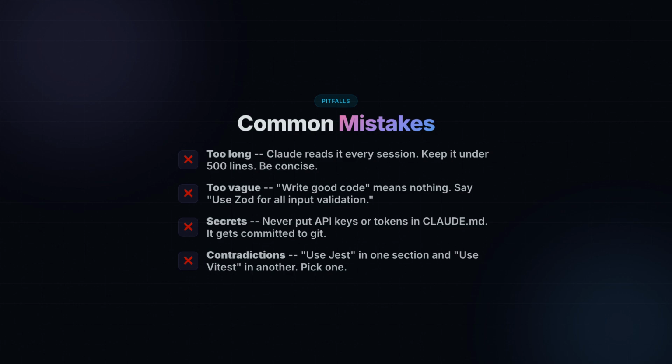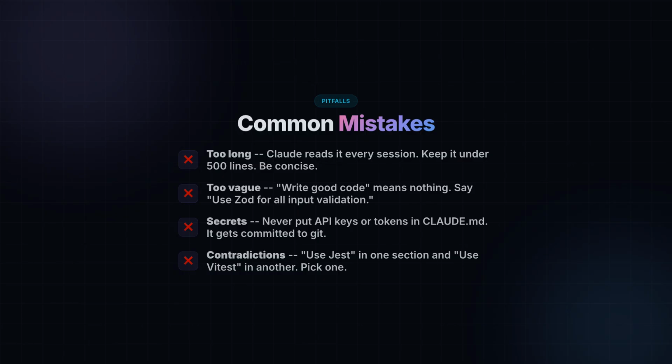I have seen a lot of CLAUDE.md files at this point, and these are the 5 mistakes that come up again and again. Mistake 1. Writing a novel. Claude reads the entire file every session. If it is 1,000 lines of rambling prose, you are wasting context window and confusing the model. Keep it under 500 lines. Be concise. Use bullet points.